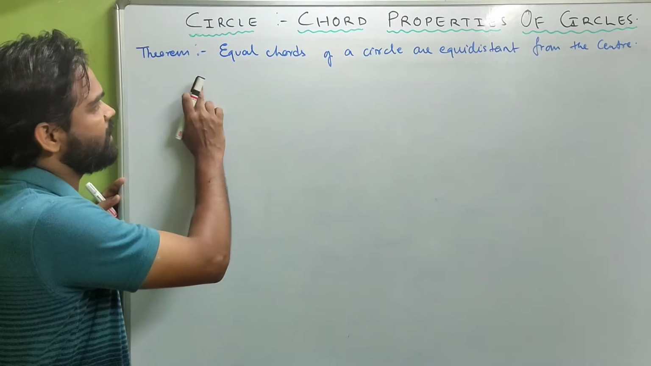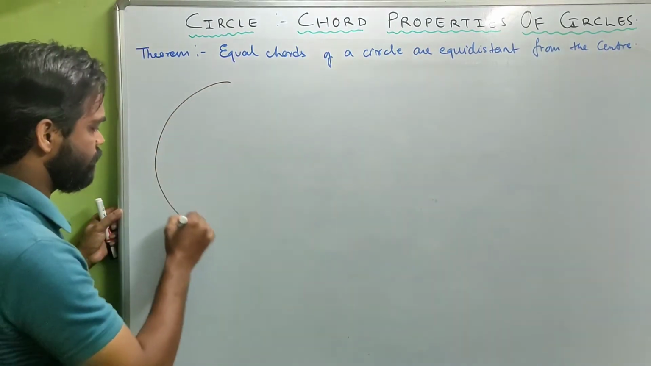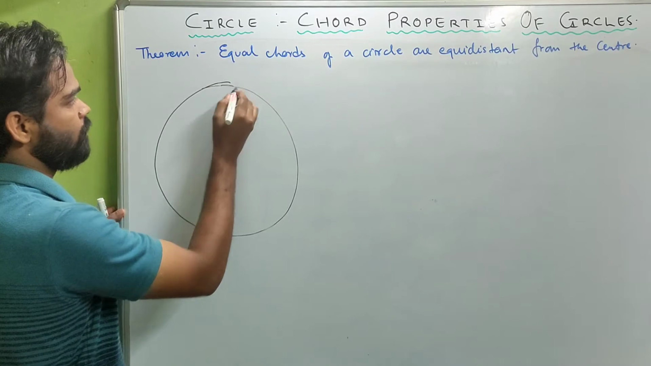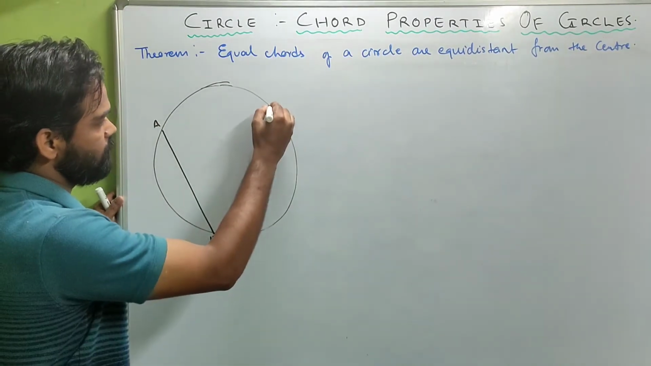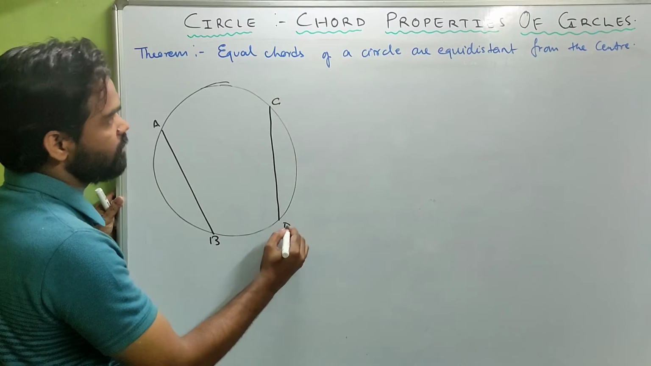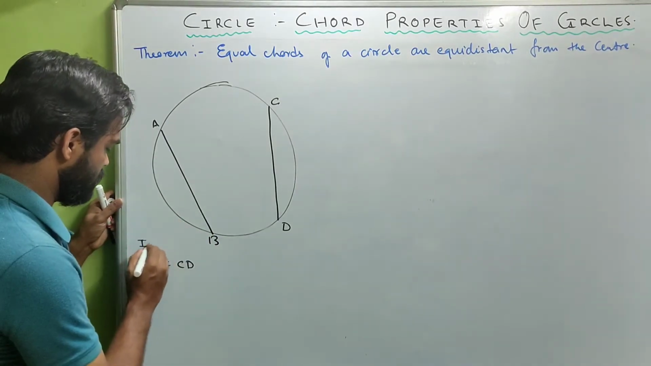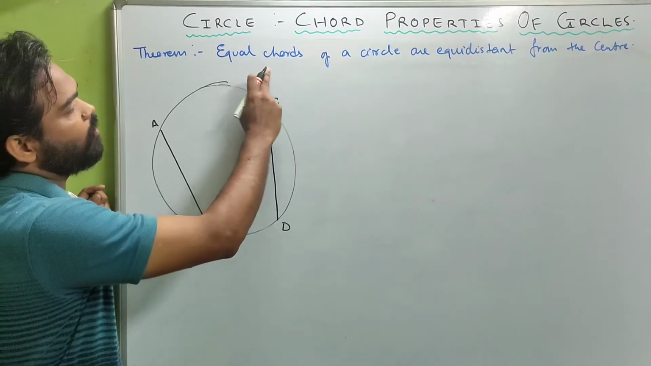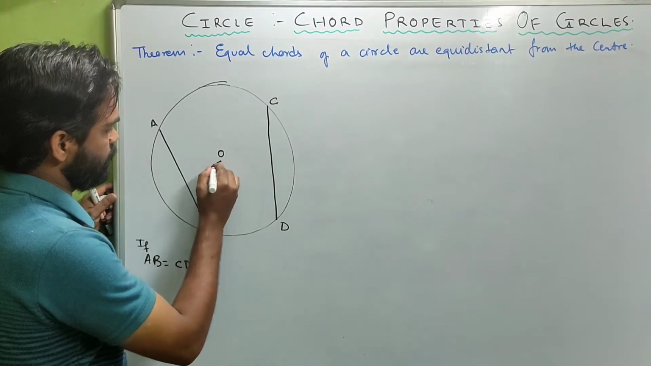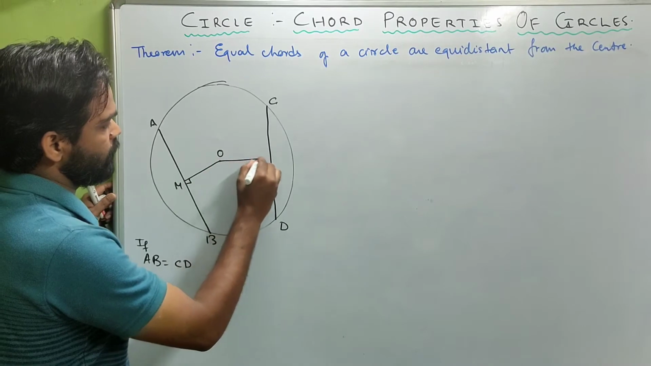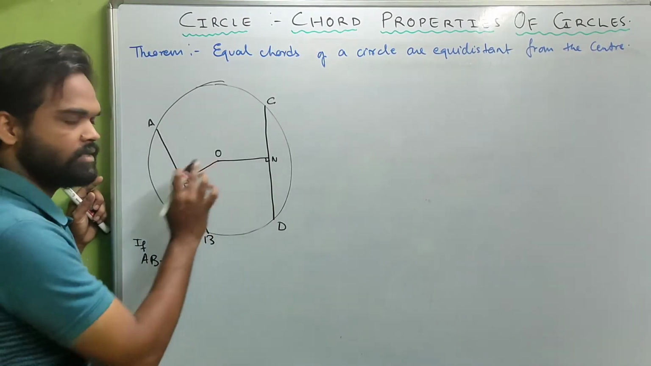Now let us see the next theorem, which says that equal chords of a circle are equidistant from the center. What does it mean? It means if this is your circle, suppose, and you have two chords, suppose AB and suppose CD. Equal chords, which means AB is equal to CD. That is given to us. If these two chords are equal, equal chords of a circle are equidistant from the center, which means if O is the center, then if I drop a perpendicular OM and ON, equidistant means we are talking about the perpendicular distance from the center.